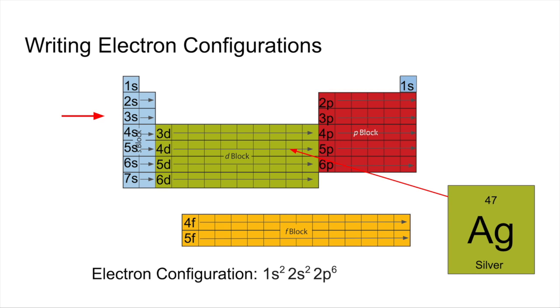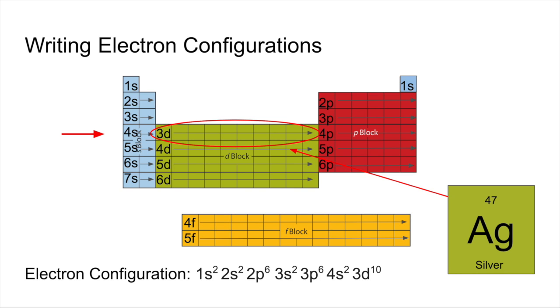Then we go down the group again, 3s2, and then we go across, 3p6, down again, 4s2. Okay, and now when we go across, we're going to get to the D block. And remember, the D subshell can have 10 electrons in it. So this would be 3d10. And when we go across, 4p6.